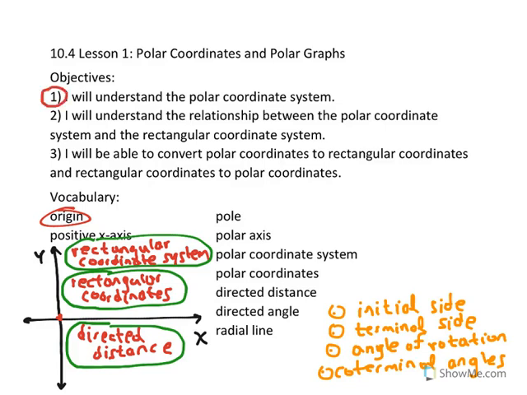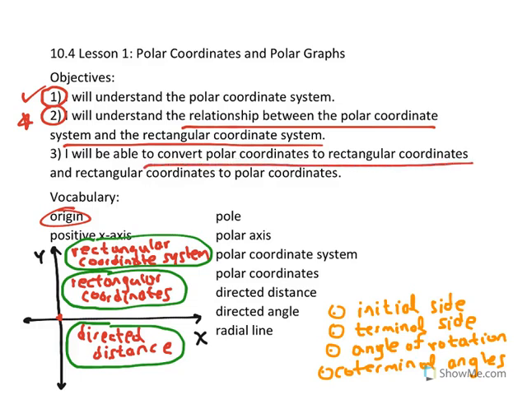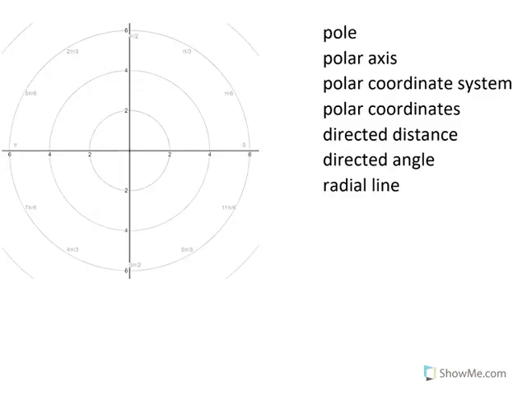So now you should understand the polar coordinate system, and now we will look at objective 2. You will understand the relationship between the polar coordinate system and the rectangular coordinate system. And once you understand that relationship, you will be able to convert polar coordinates to rectangular coordinates and rectangular coordinates to polar coordinates. So how do we understand the relationship between the rectangular coordinate system and the polar coordinate system? Let's superimpose the two coordinate systems.